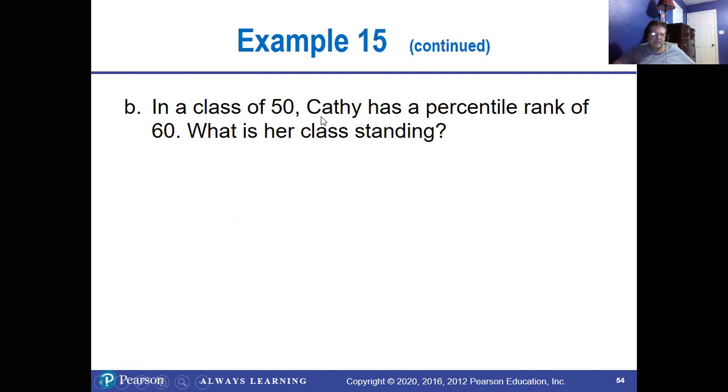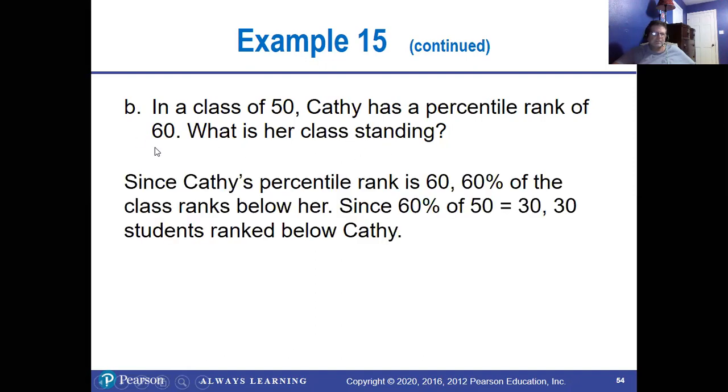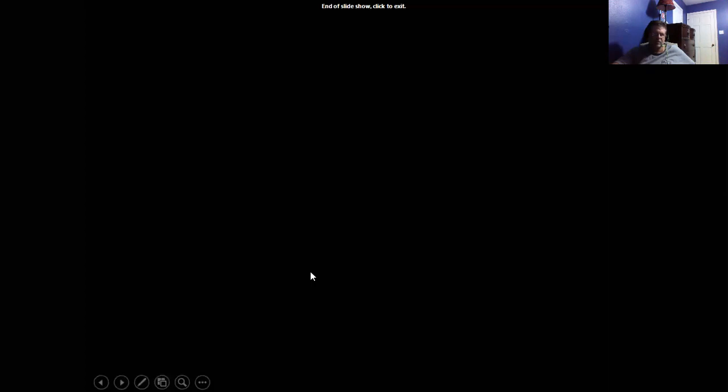Okay, in a class of 50, Kathy had a percentile rank of 60. So she was in the 60th percentile. What is her class standing? Since Kathy's percentile is 60, that's 60% of the total number, or 60% of 50, which is 30. So 30 students ranked below her. So that meant she was 20th in the class because you take 50 minus the 30 to get her position in the class, and you get 20.